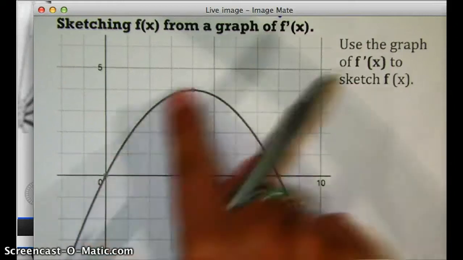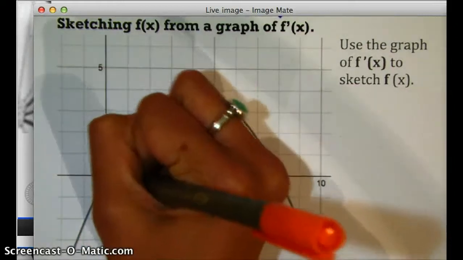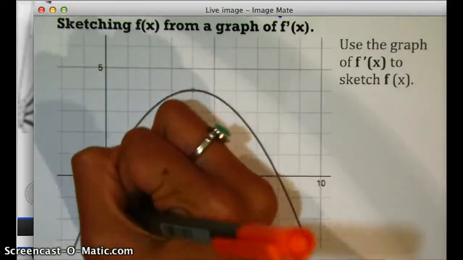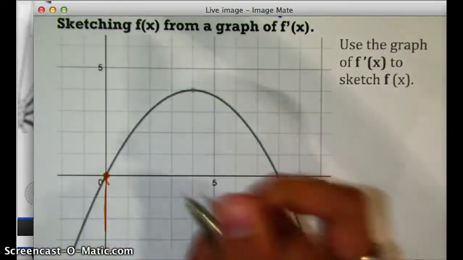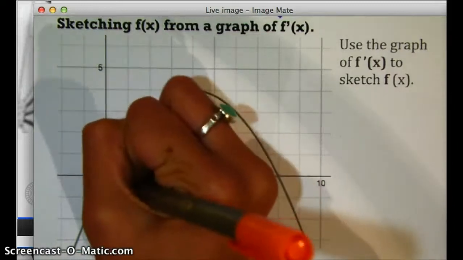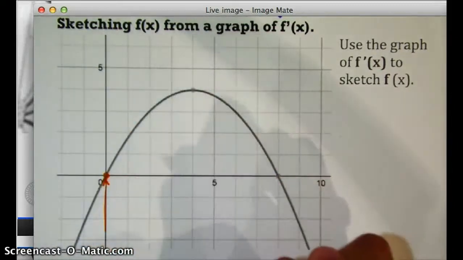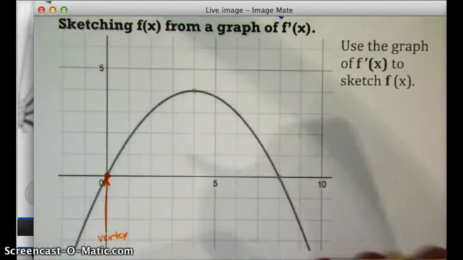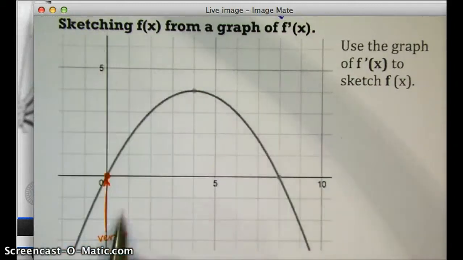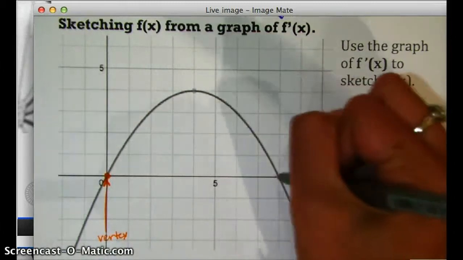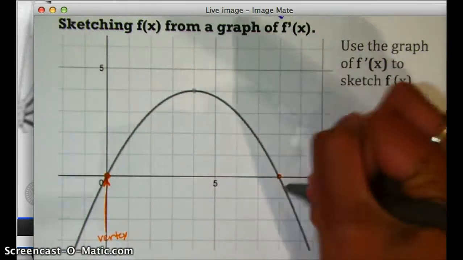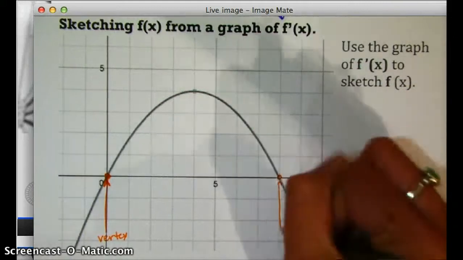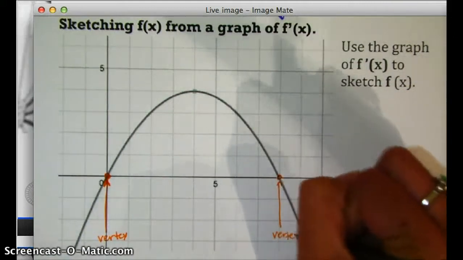I know that when the derivative function has an x-intercept, my f function is going to have a vertex. So I'm going to make some notes for myself right down here at the bottom. And I'm going to start by drawing a little arrow to the place where x equals 0, and I'm going to write vertex. I expect the function I draw to have a vertex somewhere along this line. Similarly, it should have another one over here when x equals 8, and that's the same rule that I'm using. When the derivative has an x-intercept, my original function has a vertex.